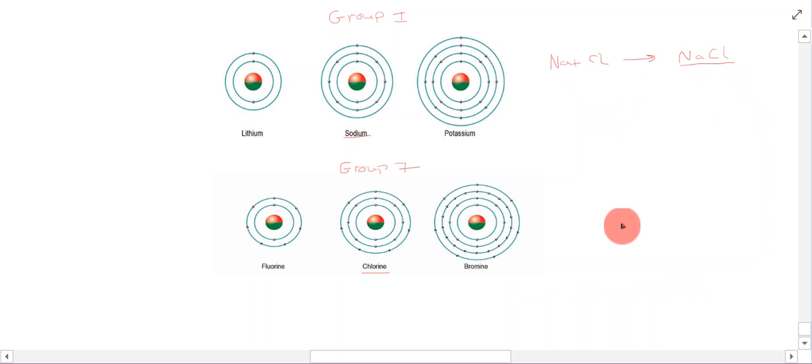So if we look at what's happening here, if we take sodium, for example, and we do what's known as a Lewis dot structure. So you have sodium. Imagine this is the outer electron for sodium. And then you have chlorine, and it has 1, 2, 3, 4, 5, 6, 7. Okay, it's 7 electrons, it wants to get 8.